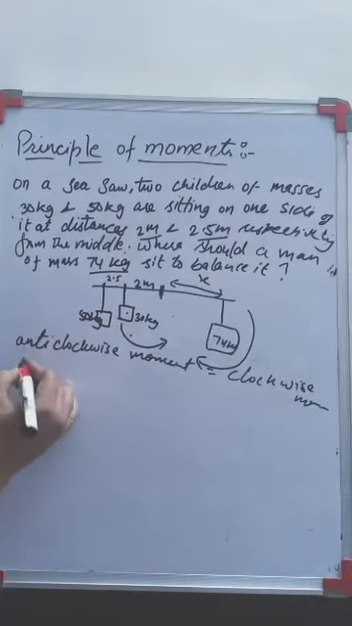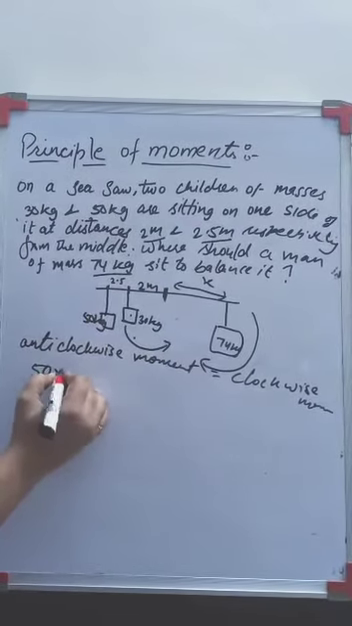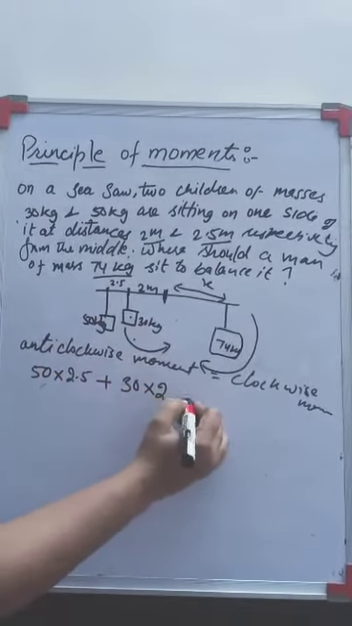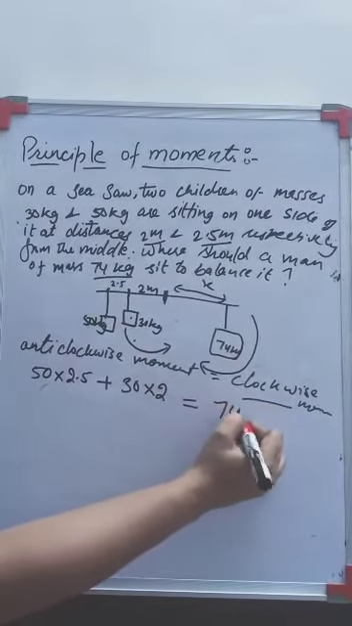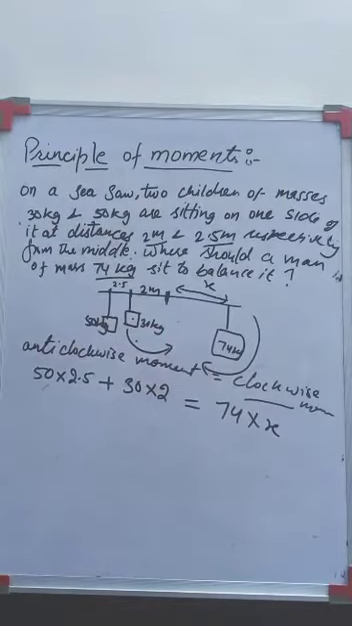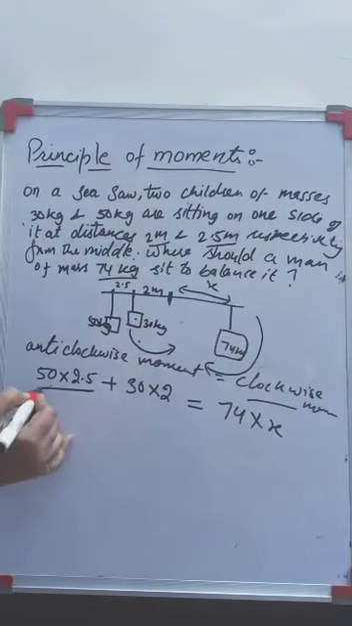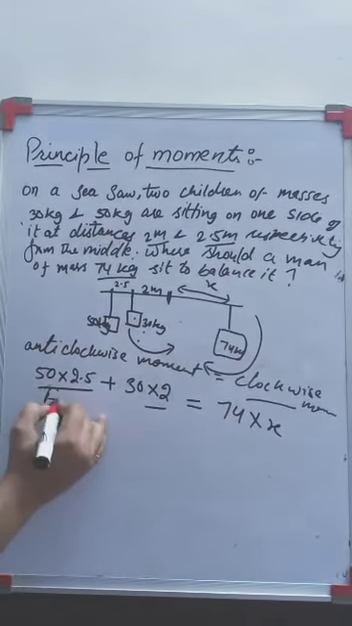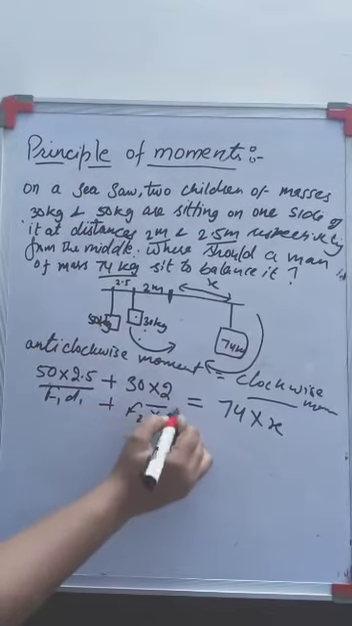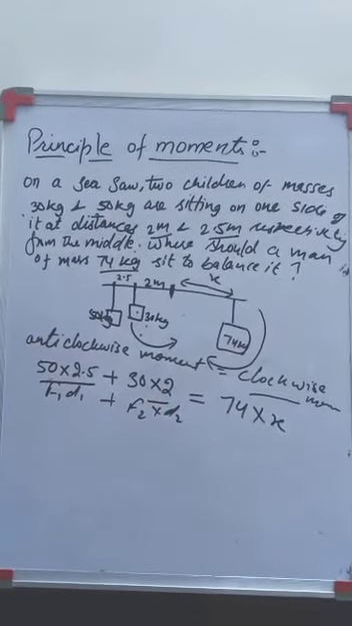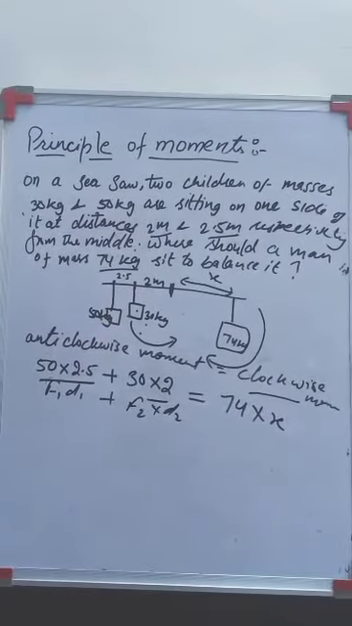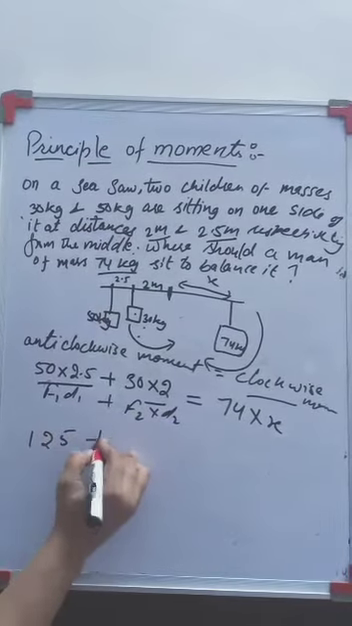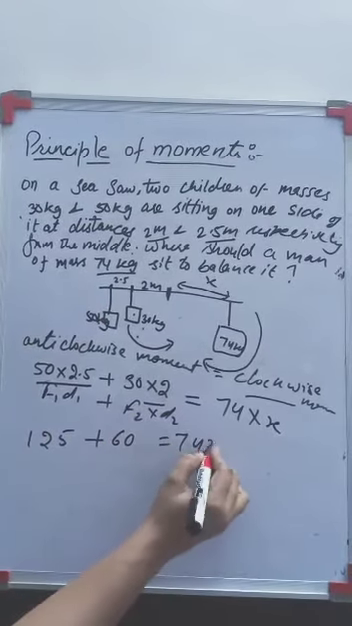That means for this it will be 50 into distance, which is 2.5, plus 30 into 2 will be equal to the clockwise moment, that is 74 into x. Is it clear what I have done? This is the moment due to this child, and this is the moment due to this child. So we have calculated F1 d1 plus F2 d2, right? So what will the values be? For this you will get 125 plus 60 will be equal to 74x.